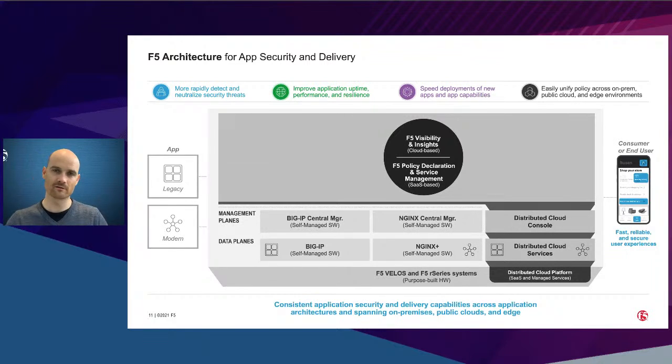So you can deploy NGINX in Kubernetes, you can deploy NGINX in the public cloud, it's lightweight. So it's more for modern environments, modern applications. Or the Distributed Cloud services, which are deployed by F5 in our own SaaS environment. It could be BIG-IP, could be NGINX, could be Envoy, could be something else.